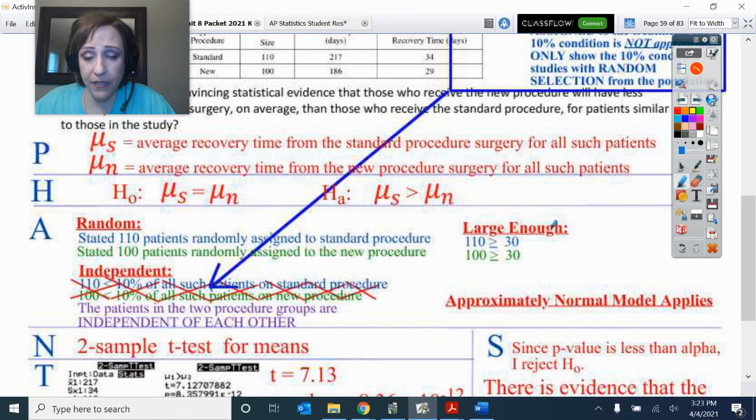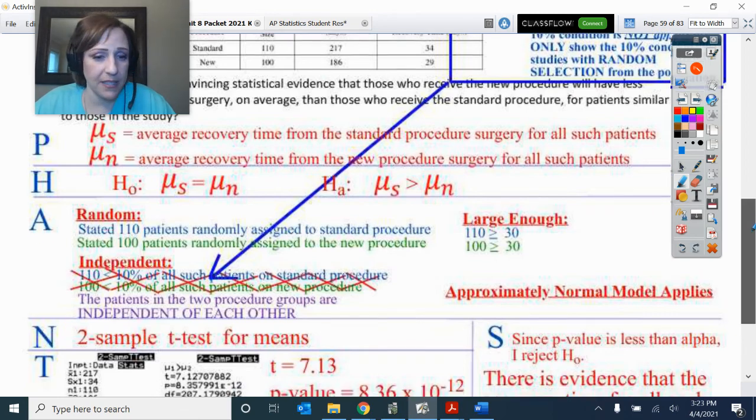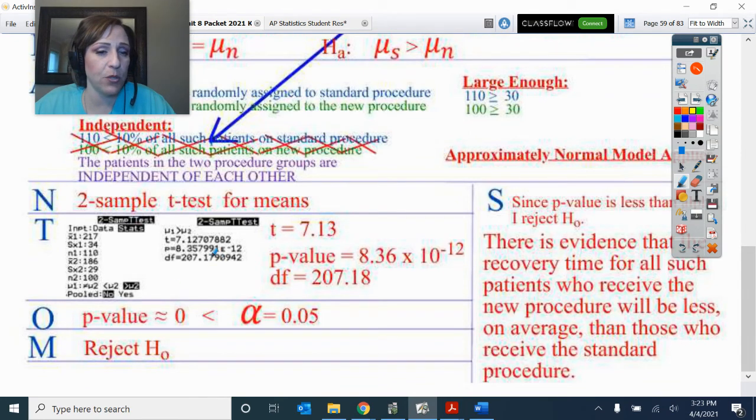So for large enough, they were both greater than or equal to 30, so the approximately normal model applies. Two-sample t-test for means. So I went and put this into my calculator with the standard procedure information in first, the new procedure information in second, and then remember that we never pool. So our two-sample t-test results are this.